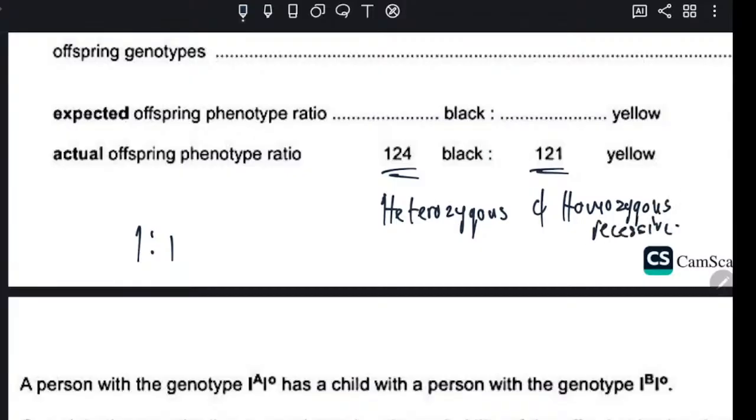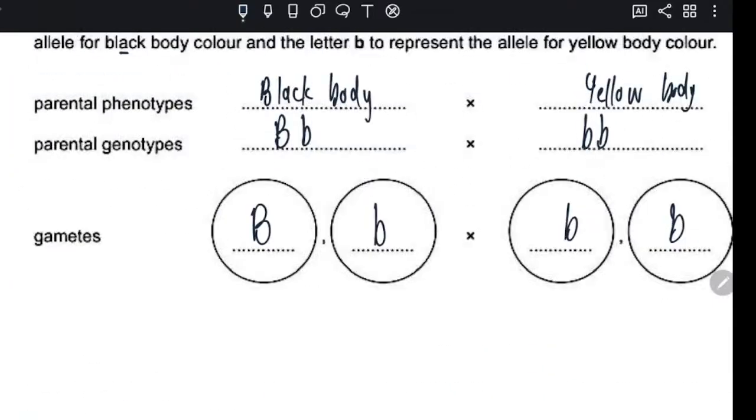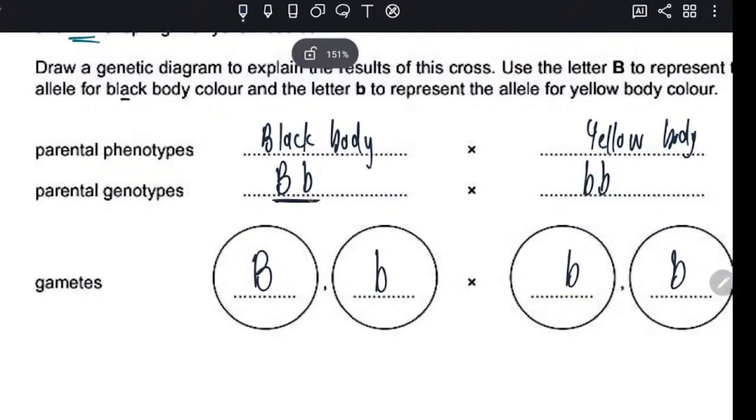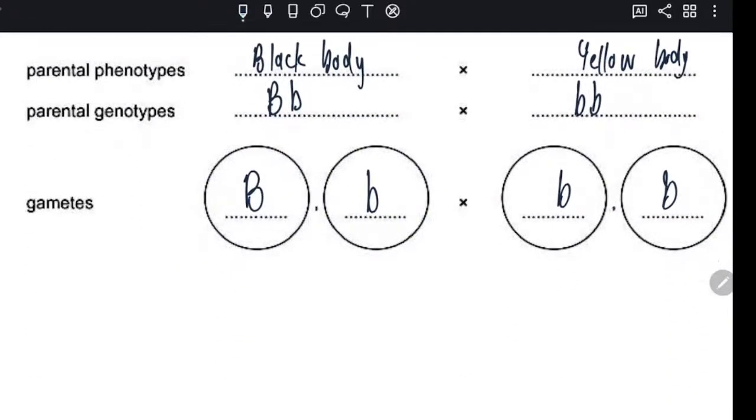Antonisha? Everybody? So we already know these parents. How did we know these parents to say heterozygous and homozygous recessive? We saw the ratios, you saw that it was 124 and 121. Those are almost the same number. So it's a 1s to 1. So now cross the parents and let's prove it.